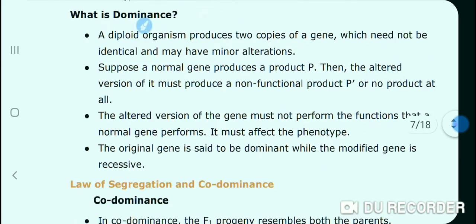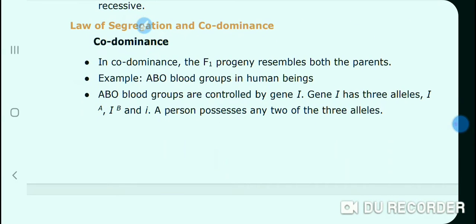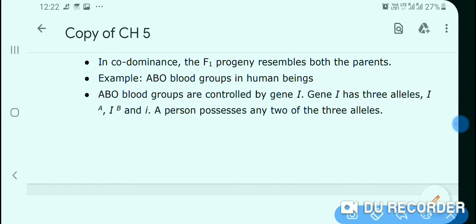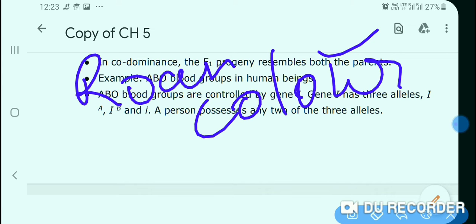Let us see about codominance. In codominance, the F1 progeny resemble both the parents. We can take the example of roan color of cattle. What is roan color?